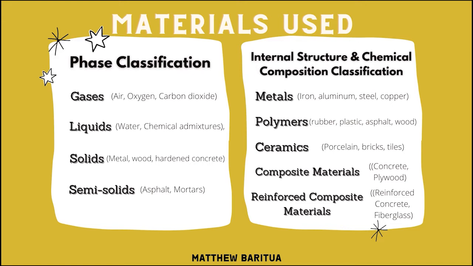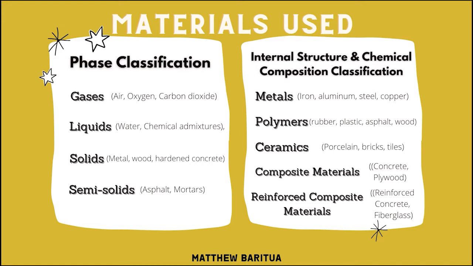And we also have composite materials. These are formed by combining materials together to form an overall structure with properties that differ from those of the individual components. The individual components remain separate and distinct within the finished structure.